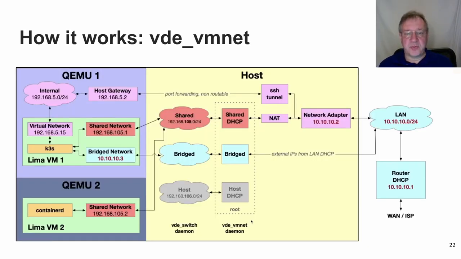In case port forwarding is not enough, you can add additional interfaces to a Lima VM using VDE VMnet daemons. They must run as root to be able to use Apple's VMnet framework for virtual machines. The connection between a Lima VM and a VMnet daemon is through a virtual switch. Multiple machines can connect to the same switch.